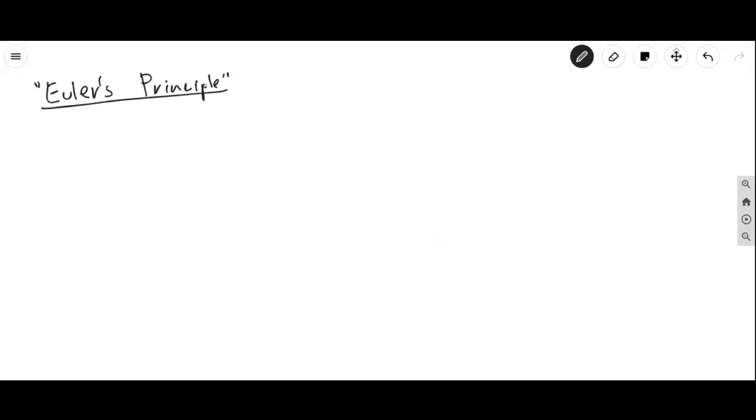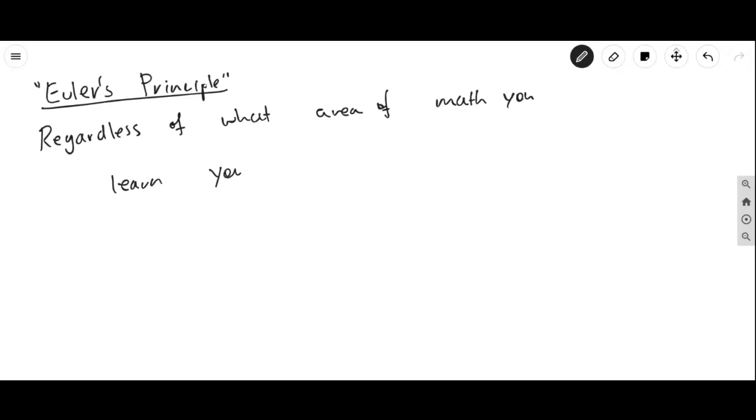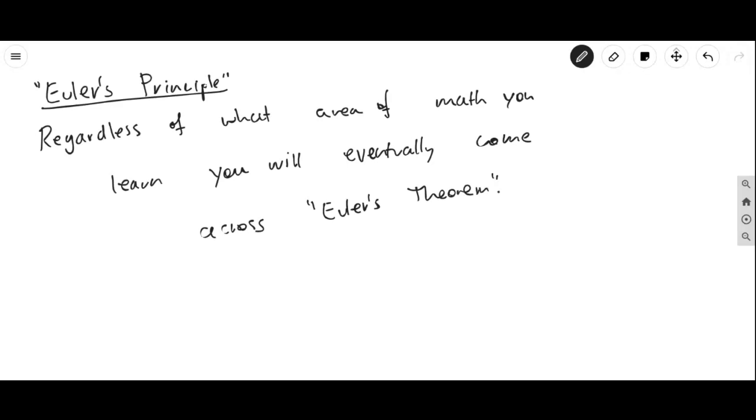It says that regardless of what area of math you learn, you will eventually come across Euler's theorem. Euler's theorem is very ambiguous. There's lots of Euler's theorems, probably thousands of them. I call this Euler's principle, that you can learn anything you want in math, and eventually you get to Euler's theorem. And now in our topology course, to satisfy Euler's principle, we get to some Euler's theorem or Euler's formula. This is something that I think you probably have seen before.